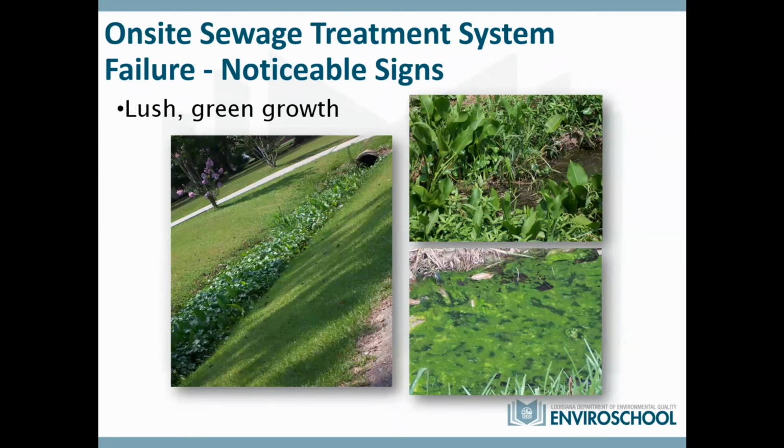Whenever I go into a neighborhood, especially in September, October, it seems like it rains all the time now, but if it hasn't rained in a month or so, it's really dry, yet you still see lush green grass like this, or algal blooms like on the bottom right, or this lush growth, not the grass, but the actual growth in the ditch. I'm pretty sure that's sewage. That's the kind of stuff that you're looking for.